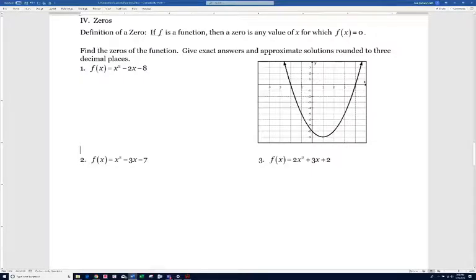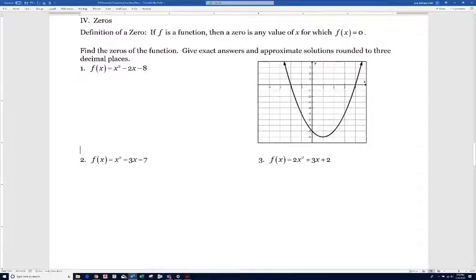I would remind you that if f is a function, then a 0 is any value of x for which f of x equals 0. In other words, a 0 is an input value or an x value such that when you plug it into the function, it's equal to 0. So it says find the zeros of the function, give exact answers, and approximate solutions rounded to 3 decimal places.